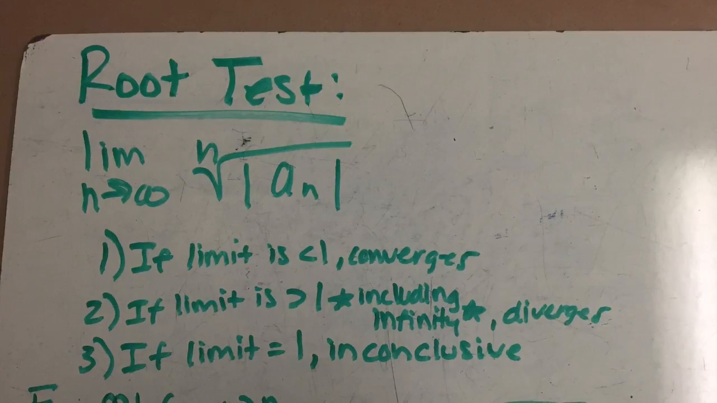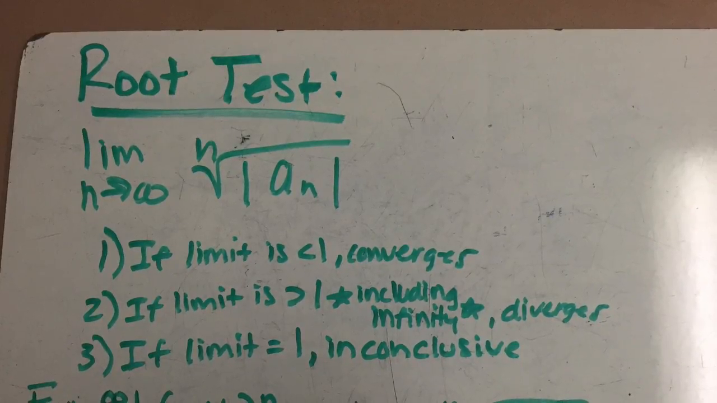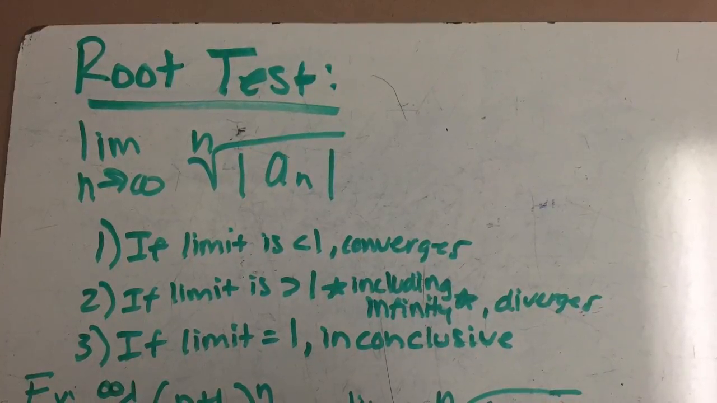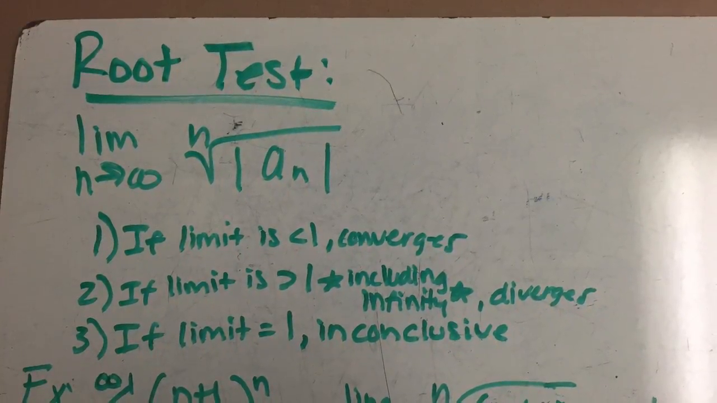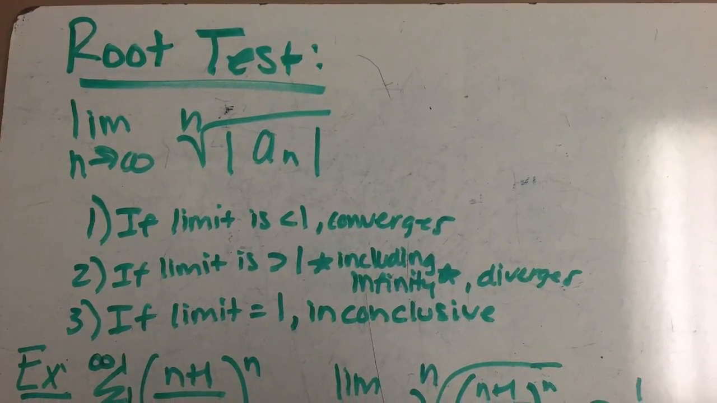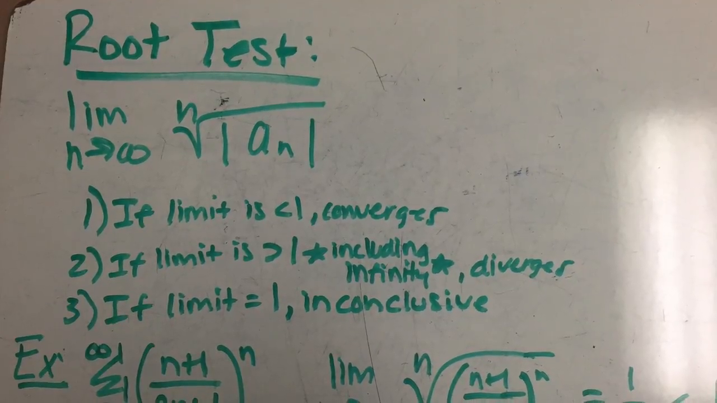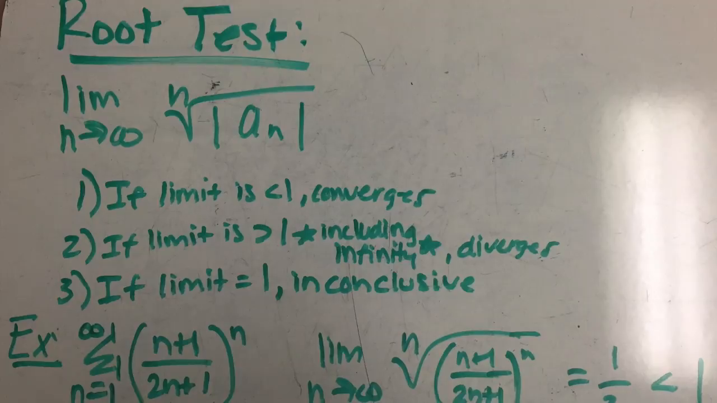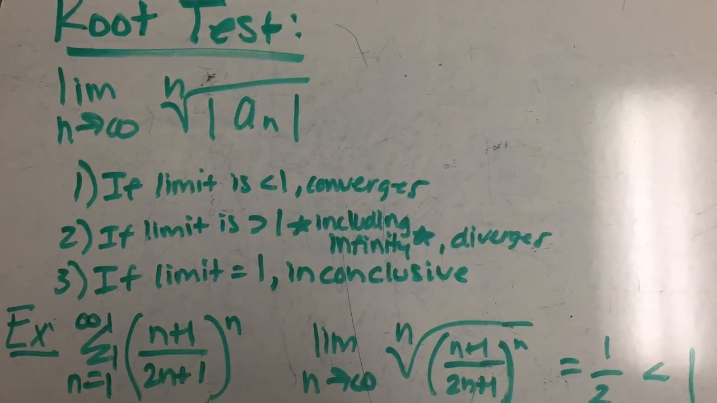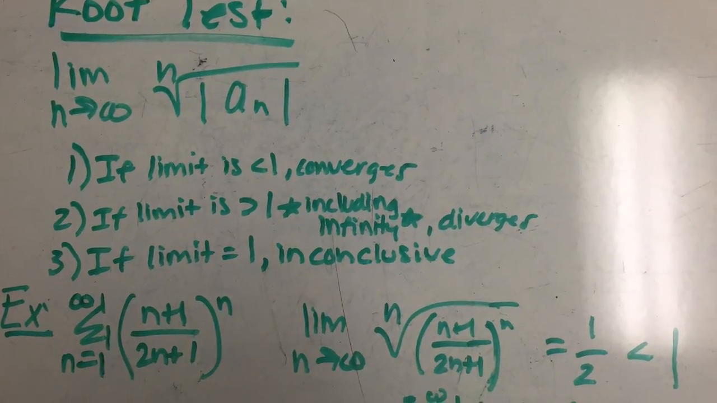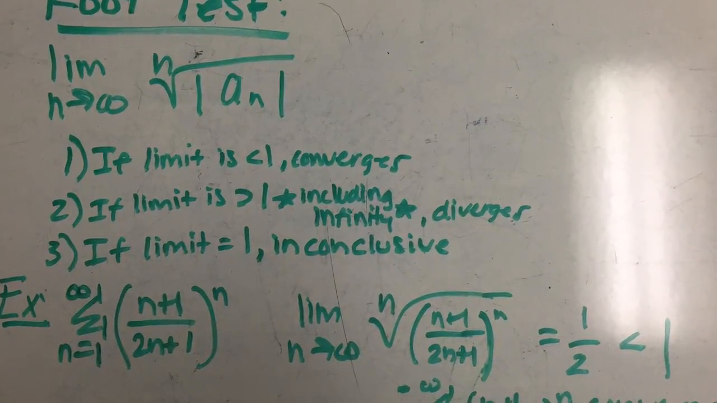Now for the root test, you're going to want to look for a series that has an n in the exponent. And what you're going to want to do is just take the nth root of the term, and you're going to find the limit of that. And the conditions are the same as the ratio test. So if the limit is less than 1, then it converges. If the limit is greater than 1, including infinity, then it diverges. If the limit is equal to 1, then the test is inconclusive. We're going to have to use a different test.